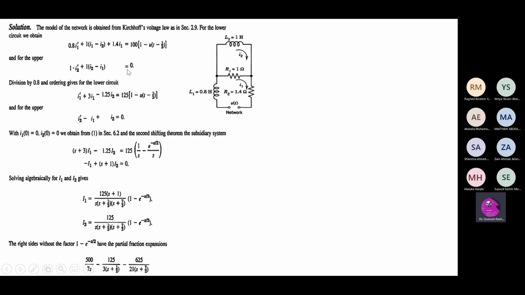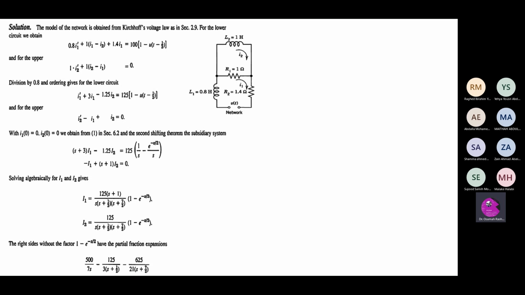Fine. Now I have two differential equations. I can write it down as a system of differential equations. I will have I1 dash on one side and the rest on the second side, and I2 dash on one side and the rest on the other side. Okay, and I'm writing the initial conditions as I1 at 0 equals 0 and I2 at 0 equals 0. Okay, good. How to solve it? I have to take the Laplace transform for the first one and the second one, right?